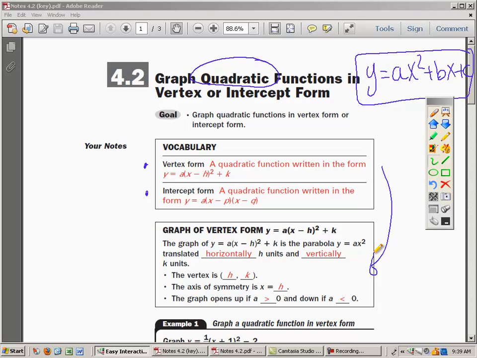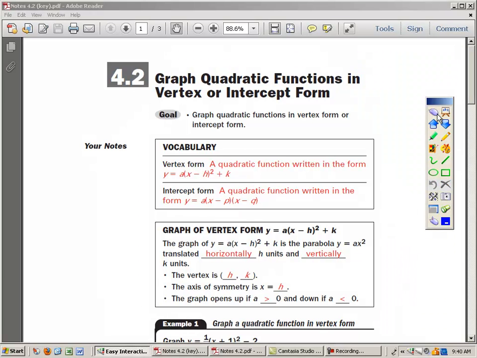When we write an equation in intercept form, then we can get the x-intercepts right from the equation. We'll talk a little bit more about how you get those in just a moment. But again, it's y equals a times x minus p times x minus q. And I don't know why they've chosen p and q for their variables, but that's what they've chosen, so we're just going to use that form. So take a moment, write those down, and let's go ahead and move on.